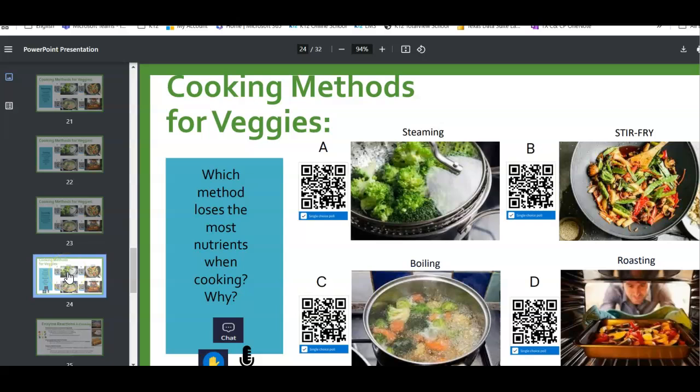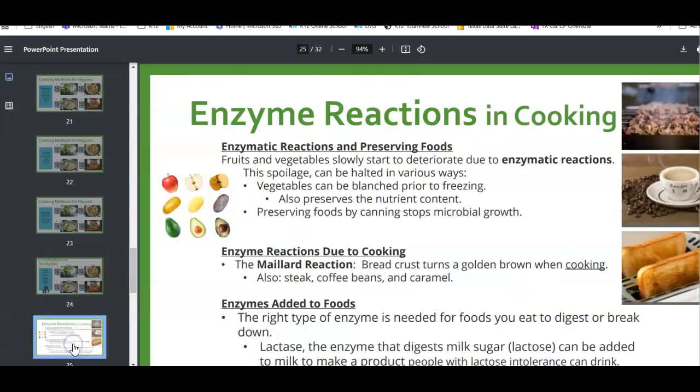So then you want to know which method loses the most nutrients when cooking and why. So boiling, you have to be really careful with boiling because you can boil out all the nutrients in it if you cook it for too long.